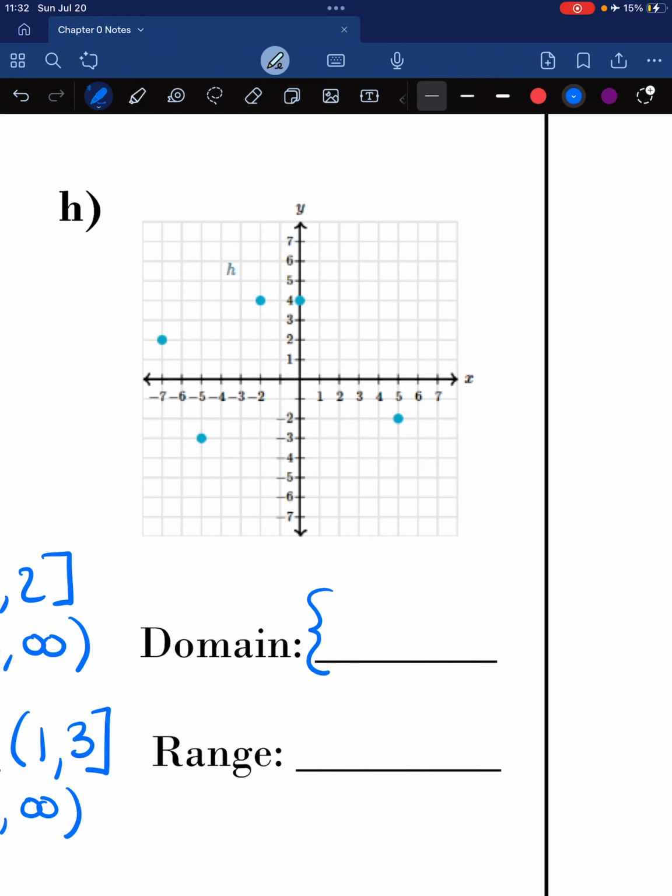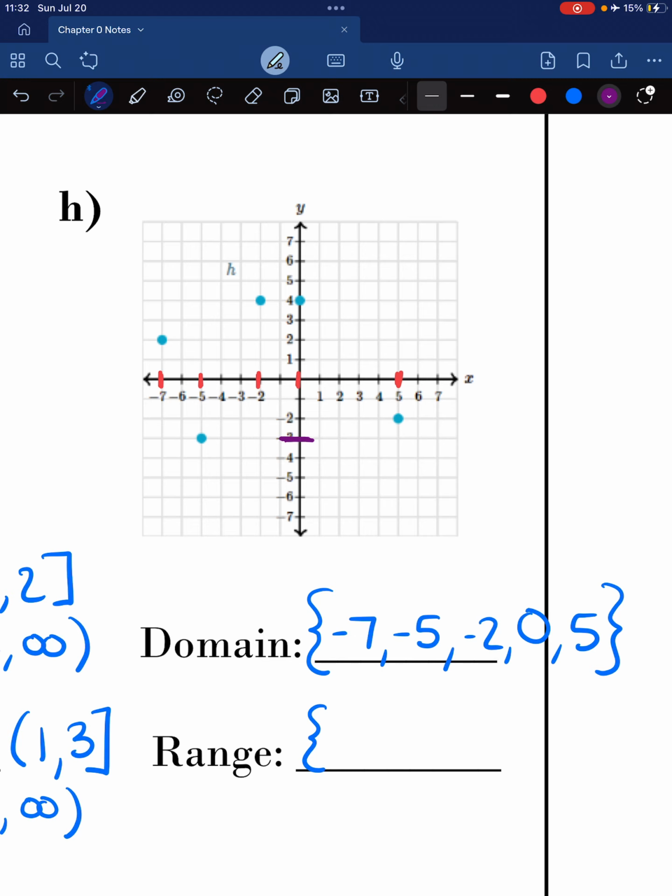Okay, so we want to write these kind of as a set. We're going to use this brace. It's kind of like fancy, pointy, squiggly parentheses. And we're just going to list all the x values from least to greatest. So we have -7, -5, -2, 0, and 5. And again, I was getting these numbers just by going along the x-axis and finding every single dot that's on there.